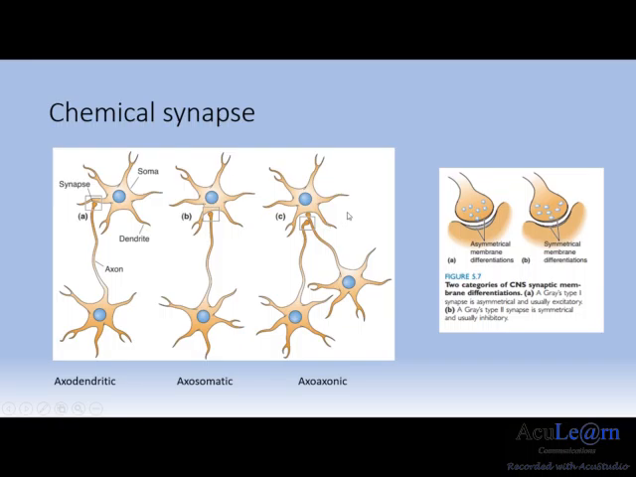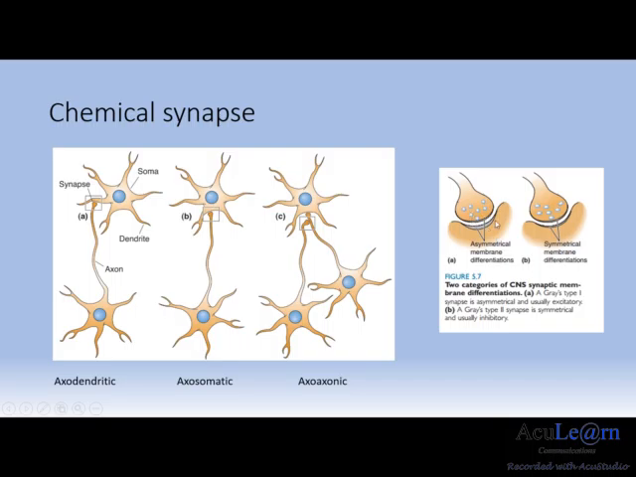On top of that, there is also the axospinous synapse, that is a presynaptic axon contacting a postsynaptic dendritic spine, and dendrodendritic synapse, where dendrites form synapses with one another. They can be further classified into Gray type 1 or 2 synapses based on their membrane differentiations.